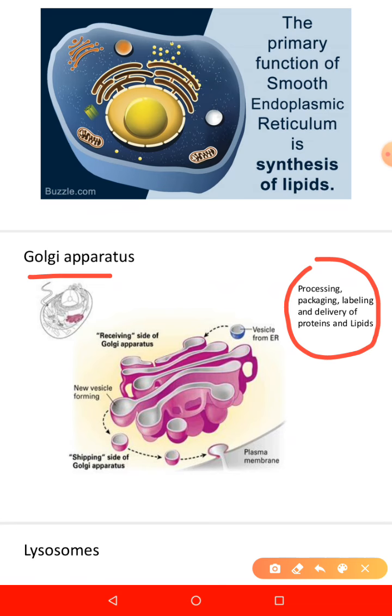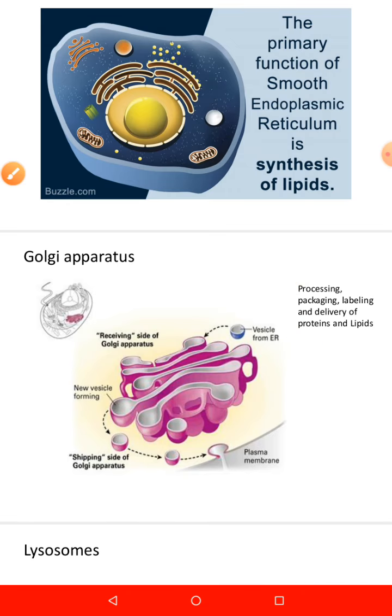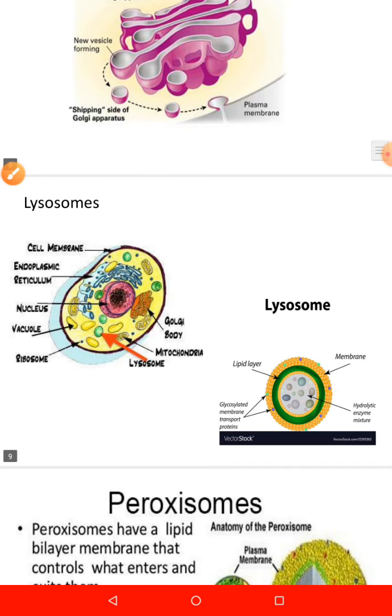Some of these mechanisms are so complex. That's why you need to study molecular biology and genetics just to go into detail to understand the function of this. But for this level, we won't go there. We'll just say that the Golgi apparatus is involved in processing of materials, packaging of materials, labeling and delivering of materials.